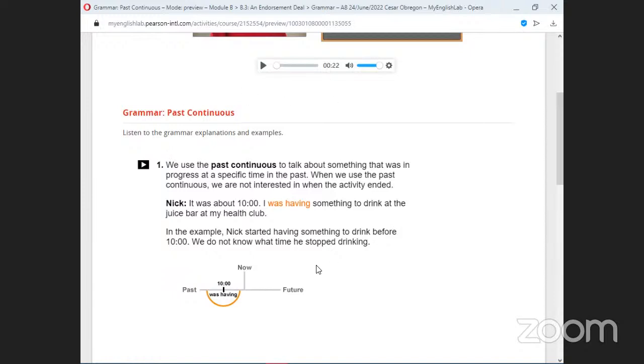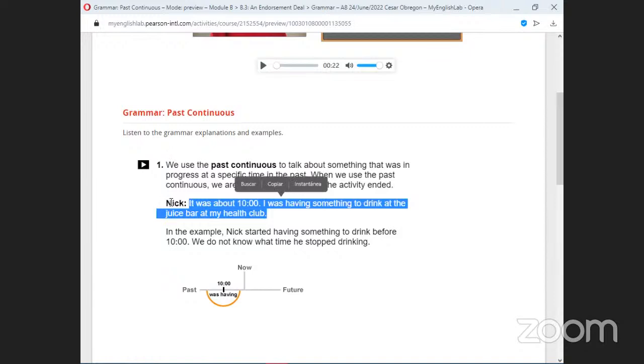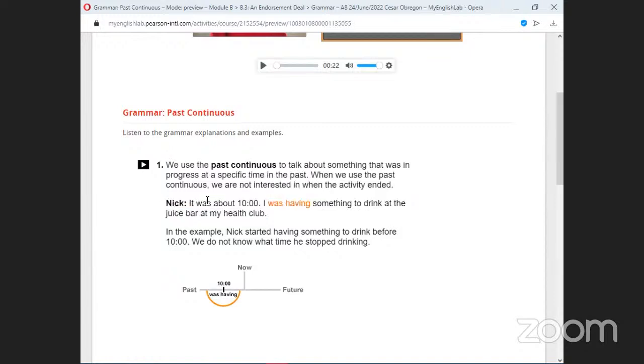Okay. In this example, we have to look at the whole example that we have here. It starts with it was about 10 o'clock. So you're here. I was having. Okay, so it could be around this time, okay? Because you started having, so that means 10 o'clock. Before 10 o'clock and right after it too. Okay. But it's all in the past.